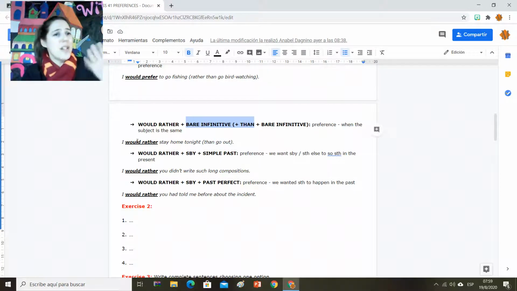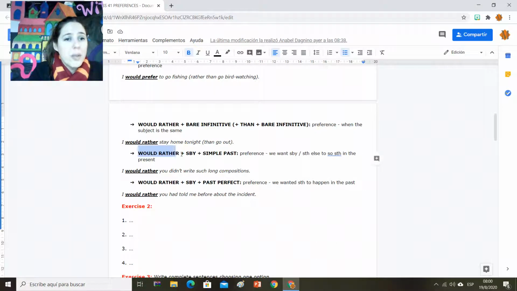A veces esas preferencias pueden ser sobre otras personas. Yo prefiero que vos hagas algo, ¿ok? Cuando esa preferencia es sobre otra persona, yo la necesito incluir. Entonces, después de would rather, I'm going to include the person. Voy a incluir esa persona. Pero no voy a usar el bare infinitive. Voy a usar el simple past.